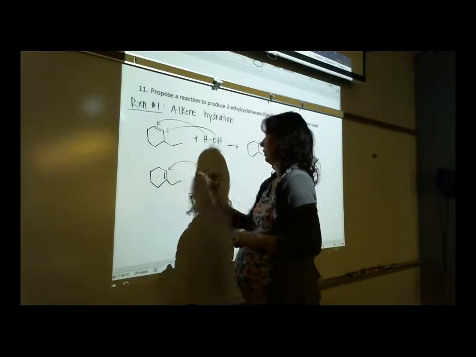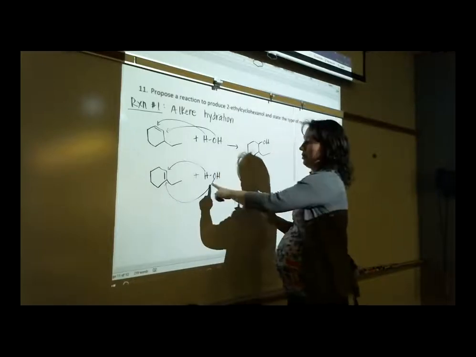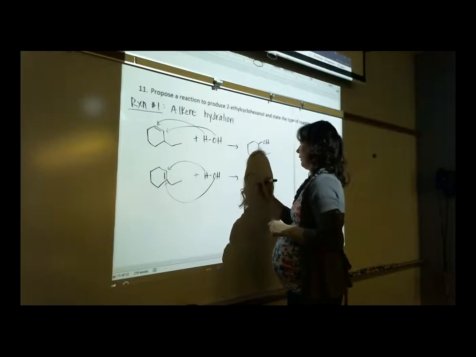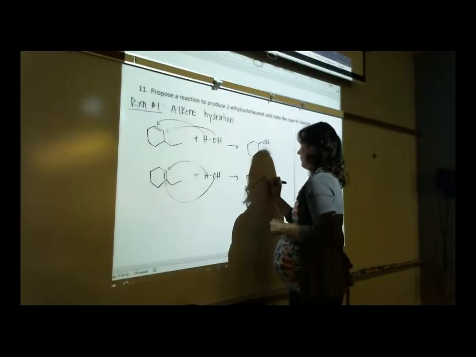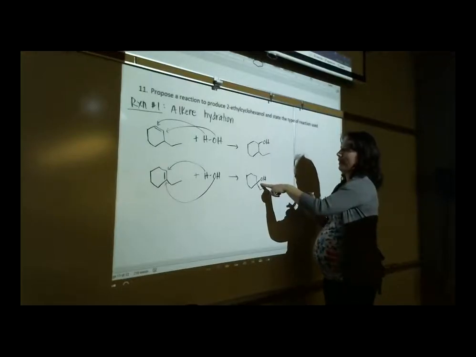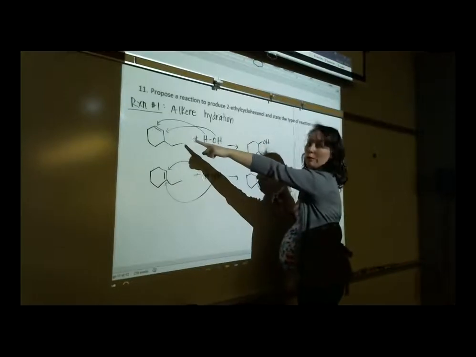Hydrogen's going to go here. OH is going to go here, right? Because hydrogen's going to go to the least substituted. That won't give you the product you want. That would give you that, right? And that's not what you want. That's 1-ethyl. You want 2-ethyl. So that's why you need to space it a little bit further away.